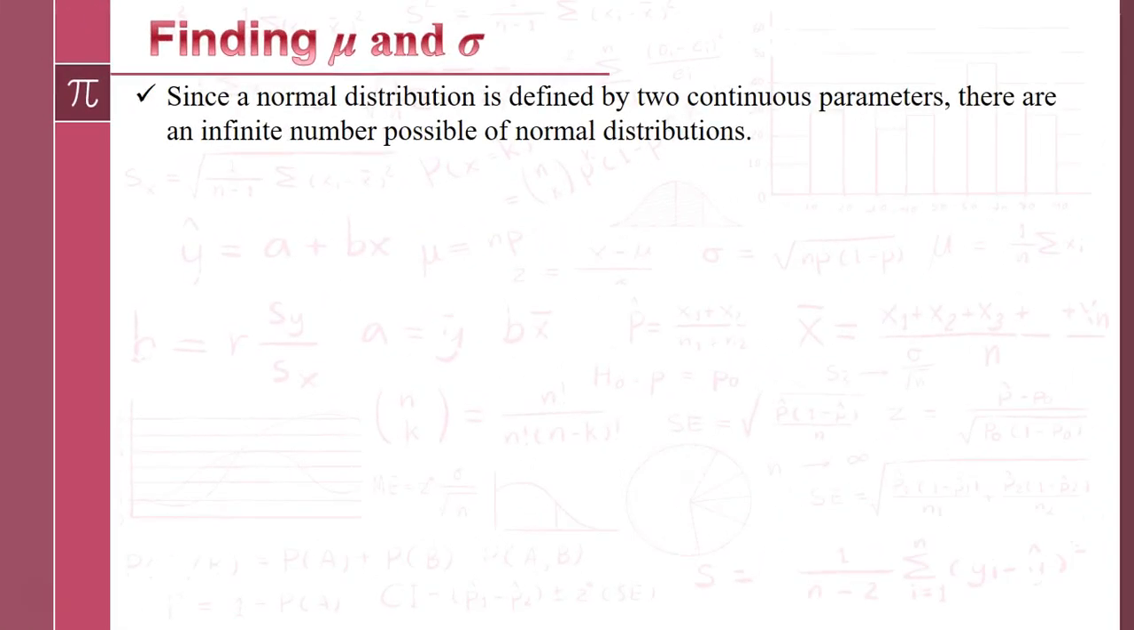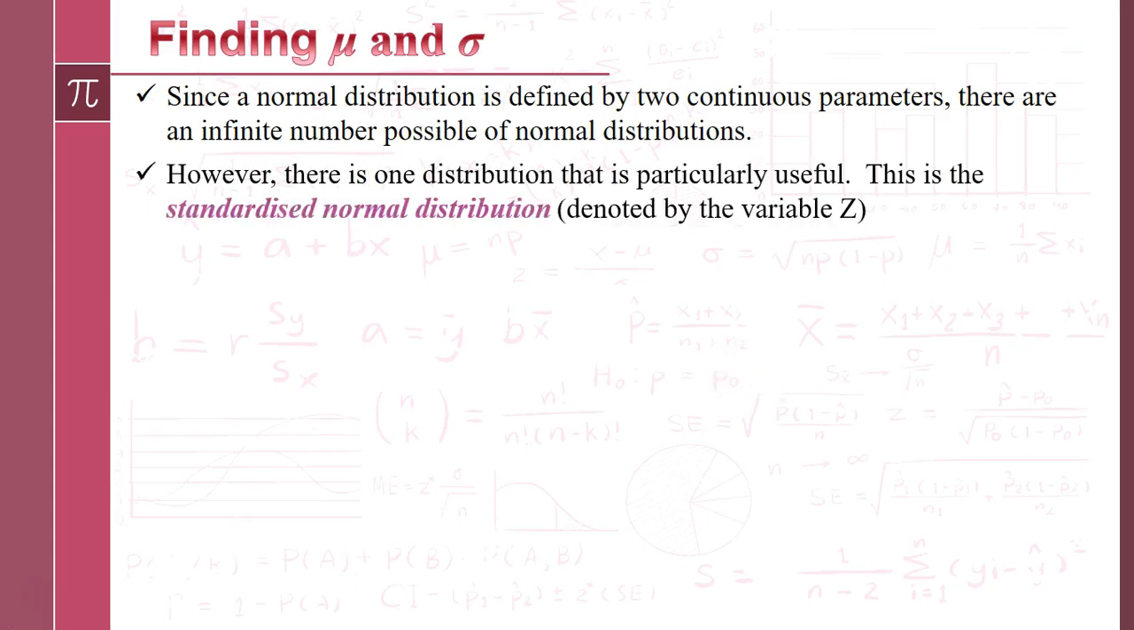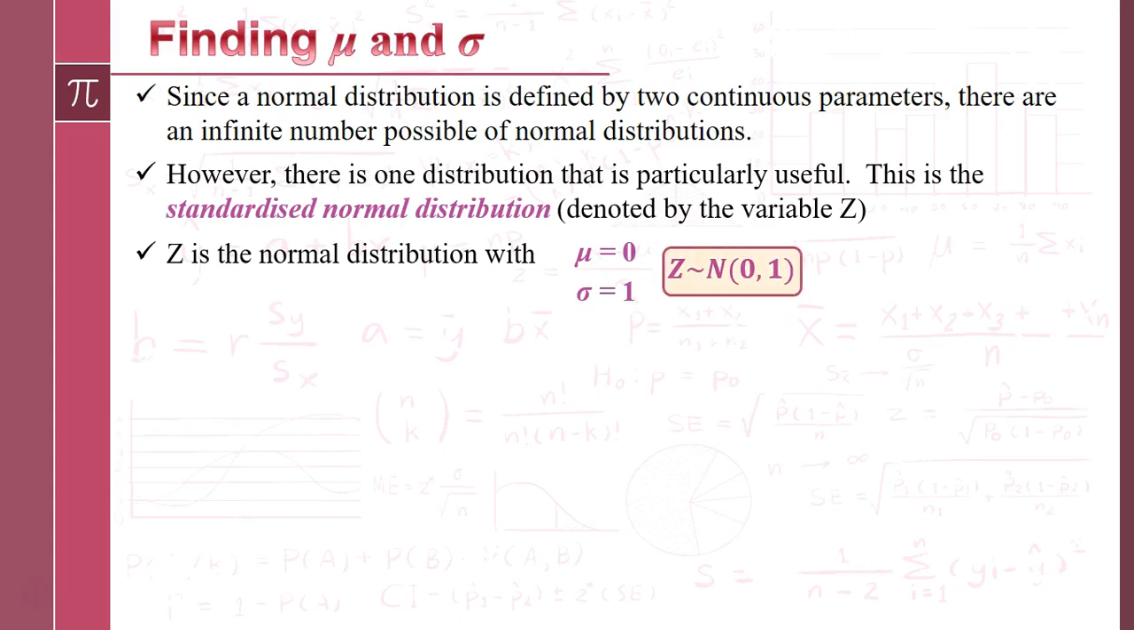So here we go. If we consider a normal distribution, it's defined by two continuous parameters. We've got mu and we've got sigma. If you imagine every possible combination of those two values, you'll realise that there's an infinite number of possible normal distributions with those two things. However, what we do have is one particular distribution that is incredibly useful, and that's what we refer to as the standardised normal distribution. That's the normal distribution where the mean is 0 and sigma, the standard deviation, is 1, and we call it Z. So Z is the default notation.